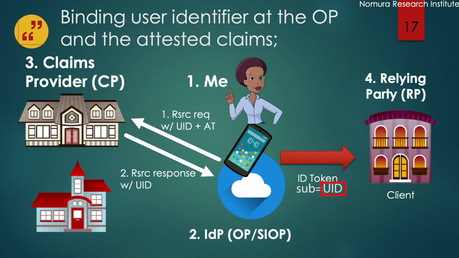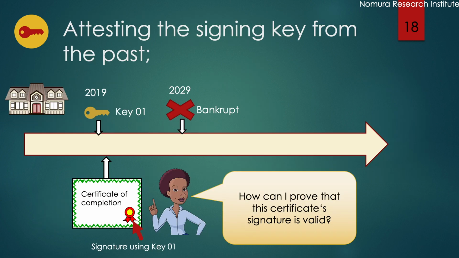That relying party can actually trust those claims from me. So that's one of the things which we have to define, and there's no protocol defined for that. So to be really interoperable, we have to actually write up the specification for that. So that's the second to-do thing. The third to-do thing is attesting the signing key from the past.